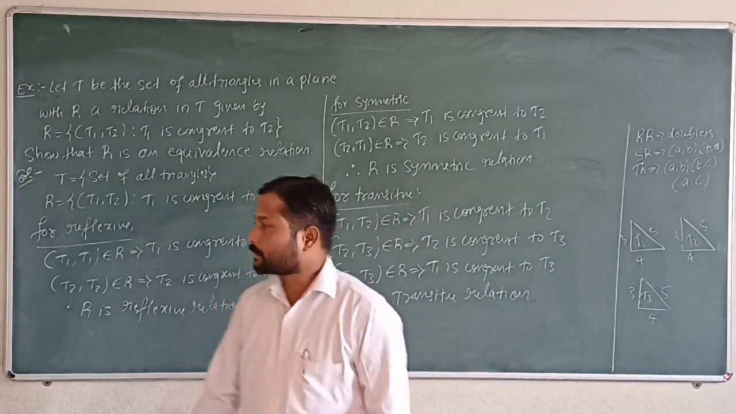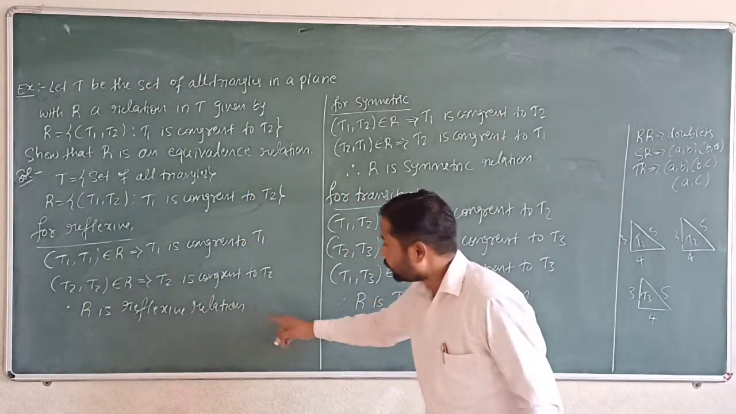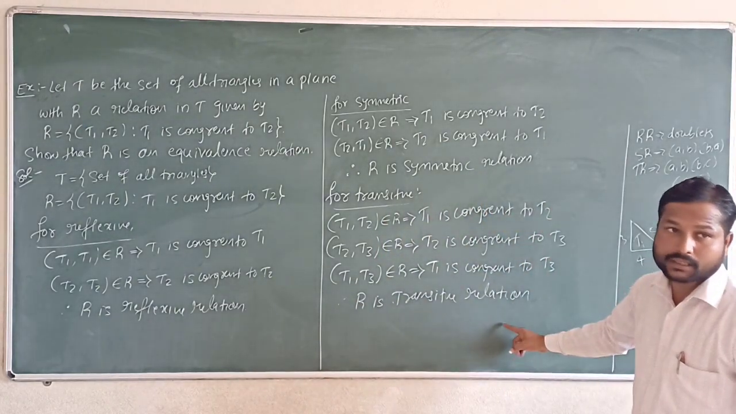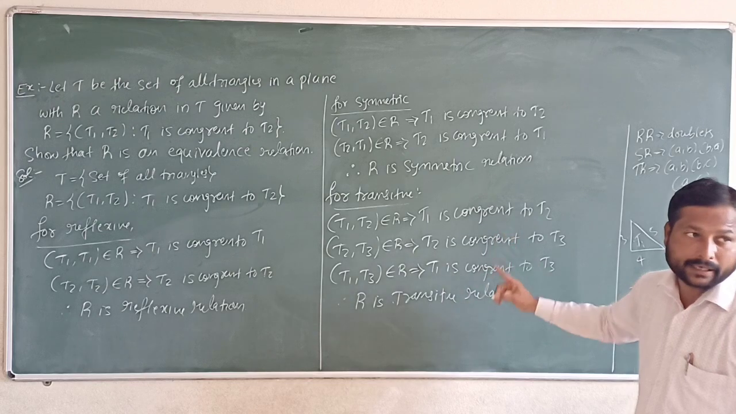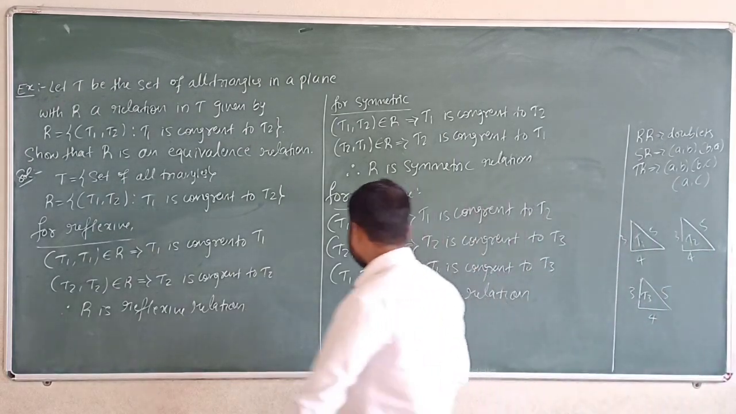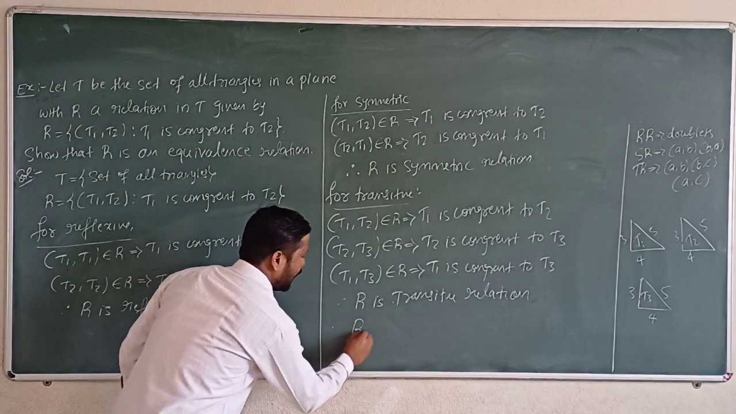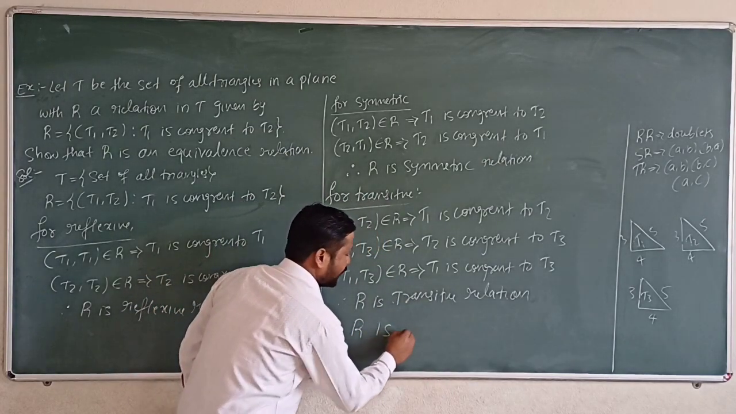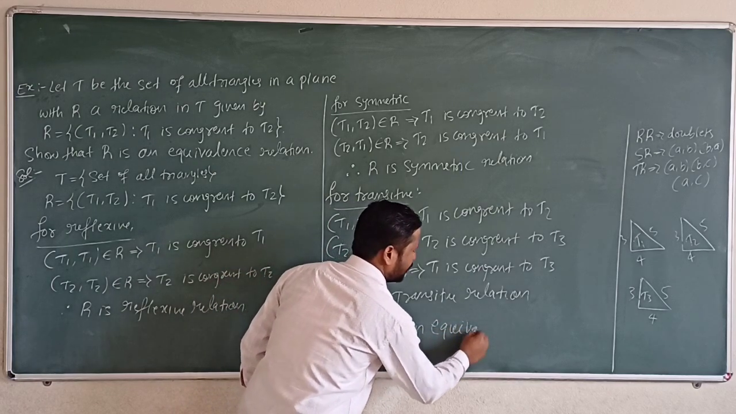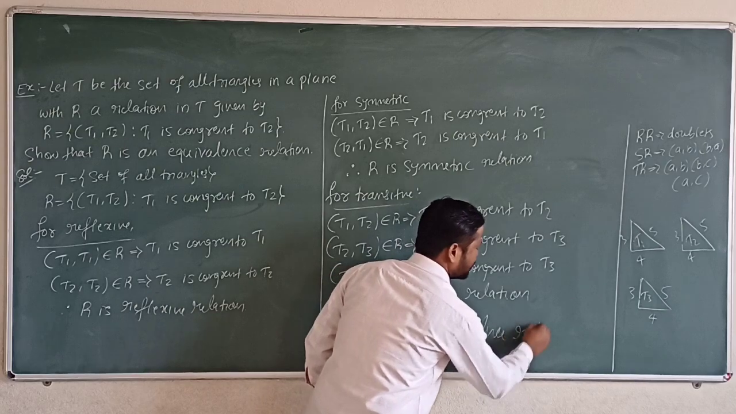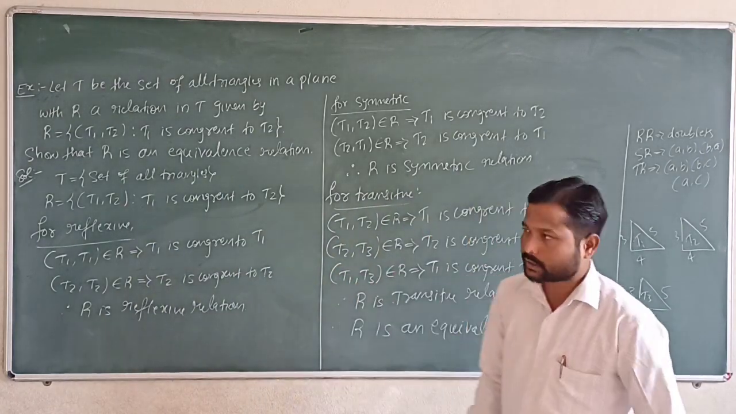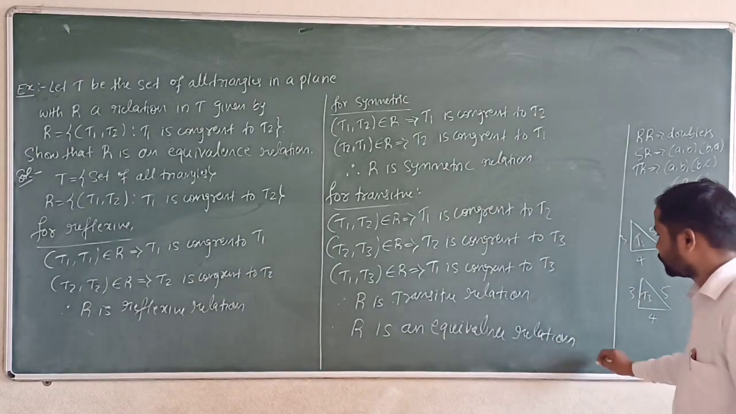Correct? Okay, let's check here. What does this relation become? It is reflexive, symmetric and transitive. If a relation R is reflexive, symmetric and transitive, that relation is said to be an equivalence relation. So therefore R is an equivalence relation, because it is reflexive, symmetric and transitive. Okay.